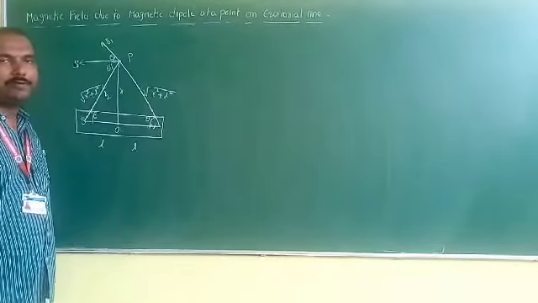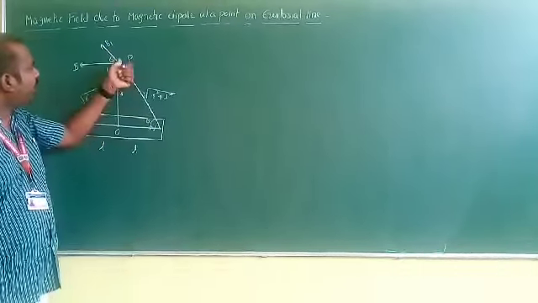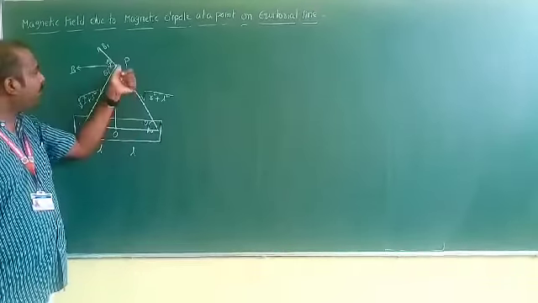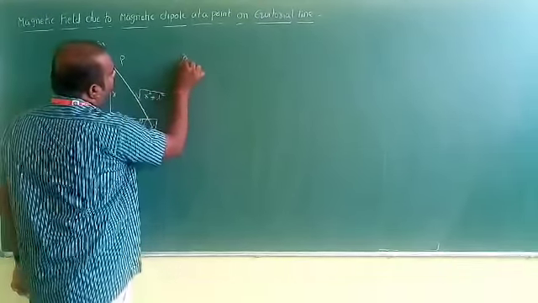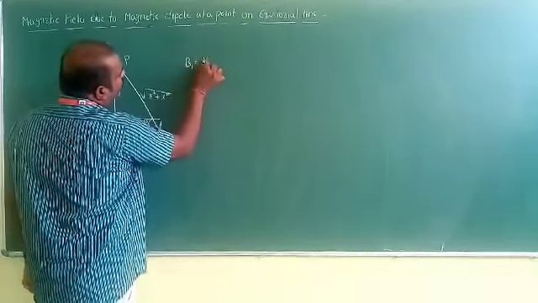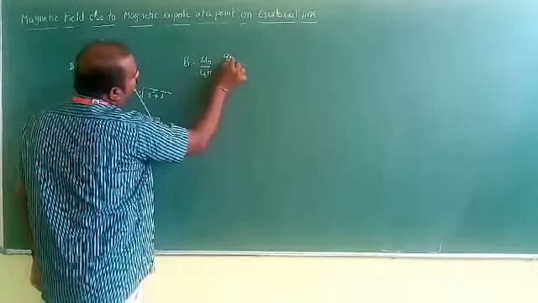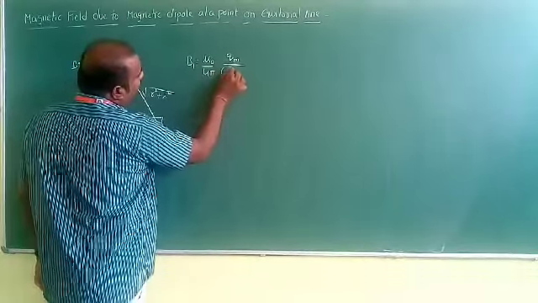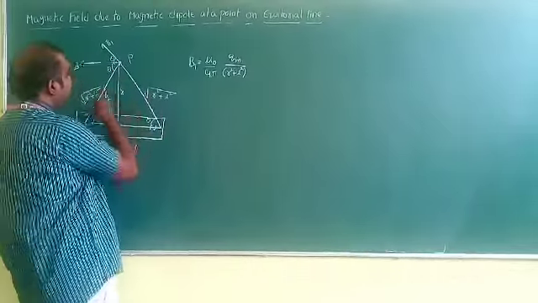So first I am writing the equation for the individual fields. First at point P, the magnetic field due to the north pole I am writing as B1 is equal to mu naught by 4 pi Qm by (r square plus L square). And similarly B2.